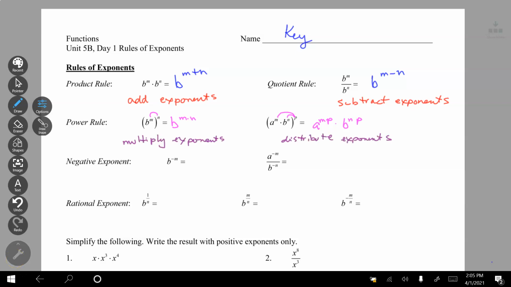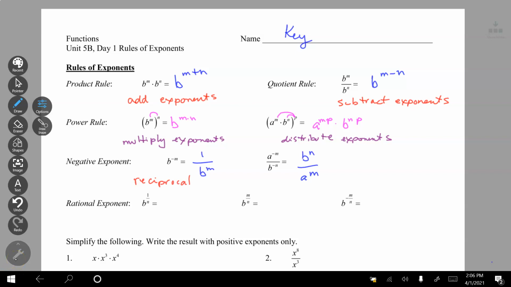And a very important one is that when we raise to a negative exponent, negative exponents do not make negative numbers, they make reciprocals: 1 over b to the m. A negative on top goes to the bottom, a negative on the bottom goes to the top, and we get something like this.